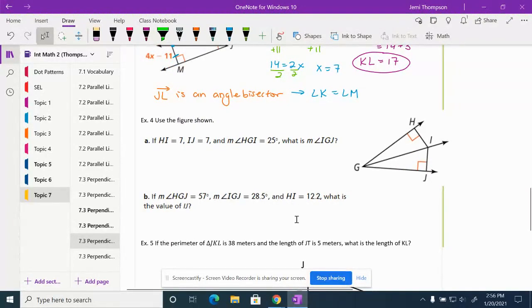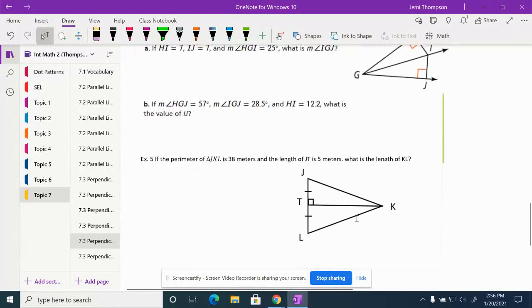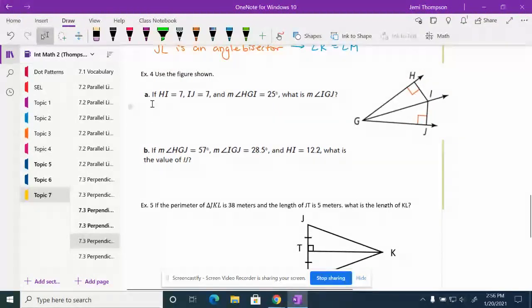Now for question 4, use the figure shown. It's got two parts, and I want to pay special attention to the fact that this part A and part B is not like step 1 and step 2. They're actually two different scenarios that it's suggesting. So because it's got the if in front, if all of this is the case, then find this. B is if this is the case, then find this. So you've got some options here.